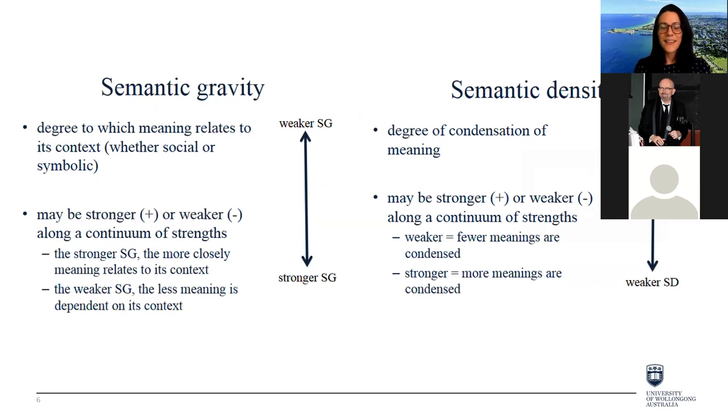Okay, so just a quick recap about semantics. Semantics is one dimension of LCT and includes semantic gravity and semantic density. Semantic gravity represents the degree to which meanings relate to the context, and semantic density reflects the degree of condensation of meaning. So sort of abstraction and complexity, respectively.